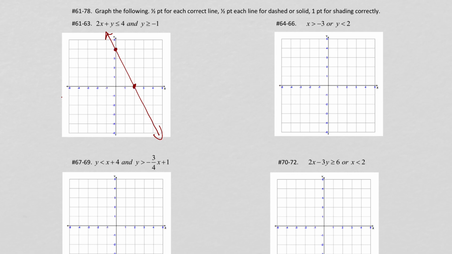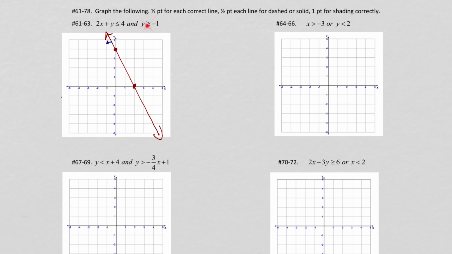Now, because this is an and, I'm only going to be shading the intersection, so I'm not ready to shade until I graph this. But if I want, I can remind myself that the x's go left, right, and this is a positive x on the left-hand side, so I'm going to be shading this way. So I'm going to put a tiny little arrow reminding myself I'm going to shade on that side of the line.